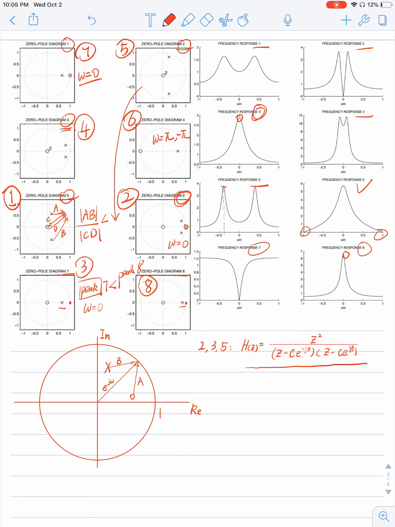Thus we have the answer. The corresponding responses for the zero pole diagrams 1 to 8 are 7, 5, 4, 6, 1, 2, 3, and 8. That's the reasoning of problem 1.8.22.